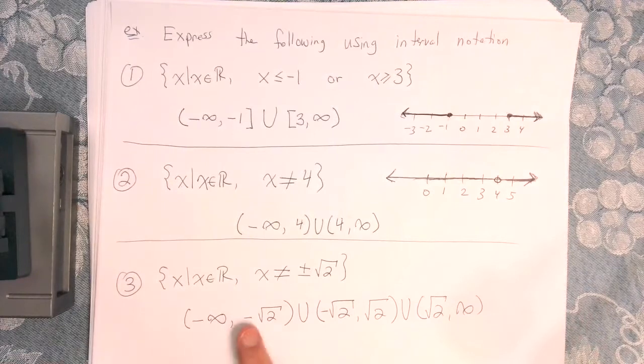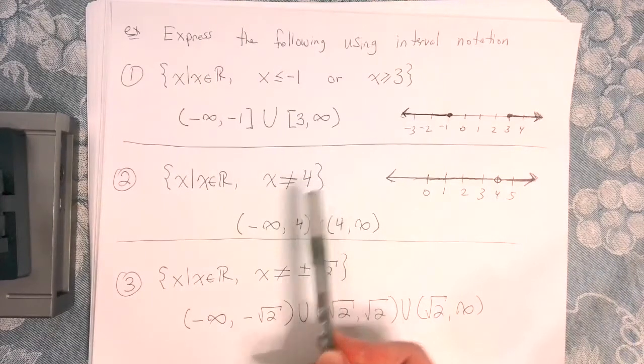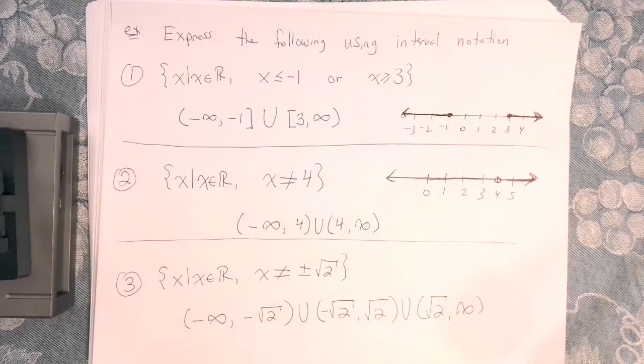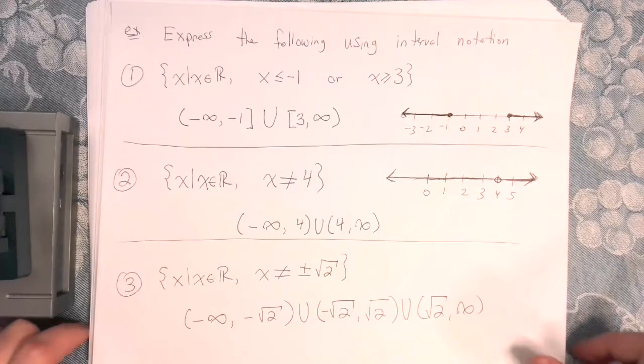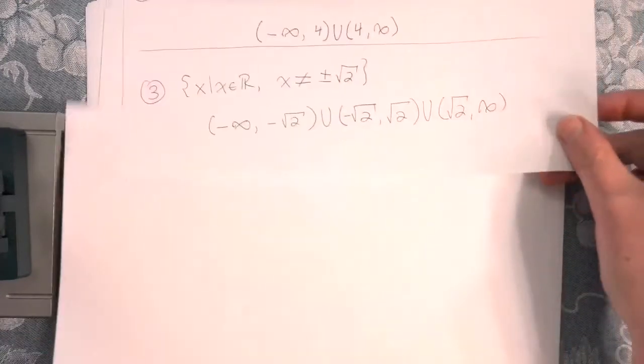So notice I get the union of 3 open intervals. Notice that when I delete 2 points, I get 3 intervals. Notice that when I deleted 1 point, I get 2 intervals. You can kind of come up with a pattern for that. If I delete n points, I should have n plus 1 intervals being unioned. Okay, let's do one more and we'll call it a lecture.